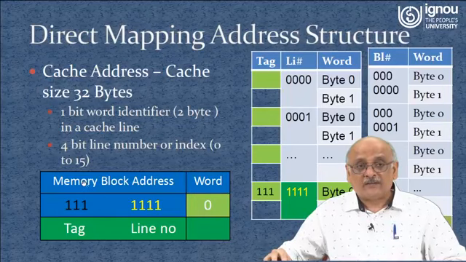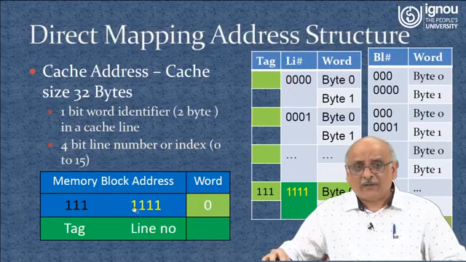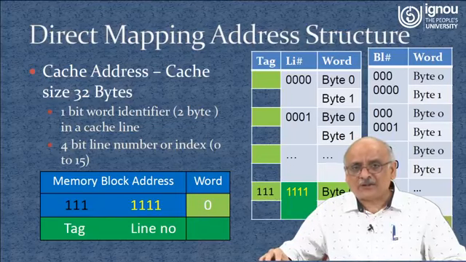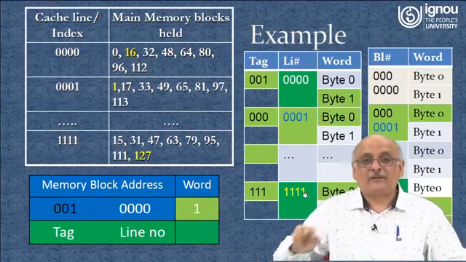Okay. Now this is the memory block address. That has been divided into 2 parts, the tag and the line number. So the line number of this is always going to be this. Okay. What happens when these 4 bits are there? This tag number determines which of these addresses is available in this particular line of cache. Let's look into the example further.